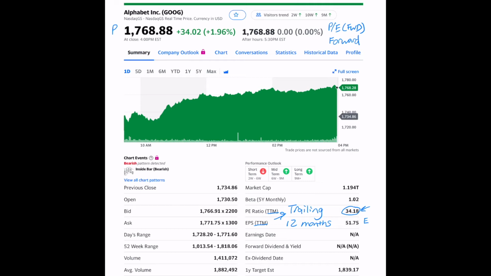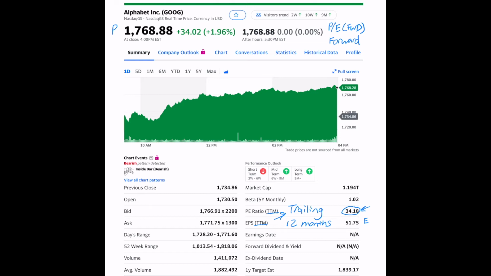So what a lot of investors tend to do is you take it with a grain of salt. You look at the predicted, estimated future price earnings, as well as the trailing 12 months, and use both of them when you're factoring in your investment decisions.